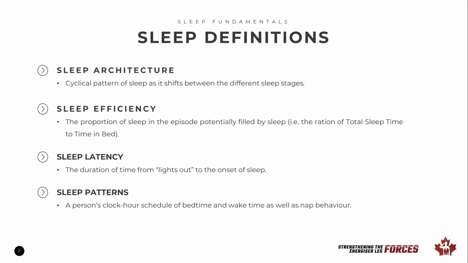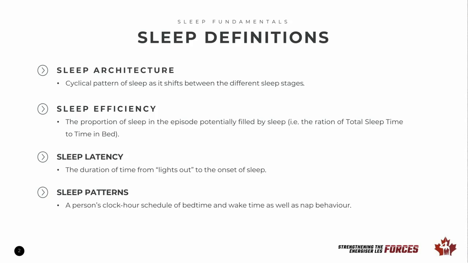First, we're going to go over some sleep definitions. First is sleep architecture. This is the cyclical pattern of sleep as it shifts between the different sleep stages. When we talk about sleep architecture, we're meaning the big picture of what our sleep looks like over the course of a night. So the architecture considers not only sleep stages, but also the various depths of sleep and the arousals or periods of awakening. A hypnogram is a graph that depicts a person's sleep architecture.